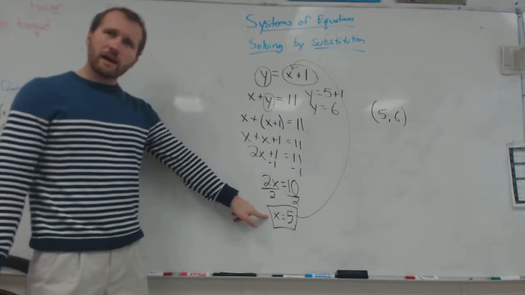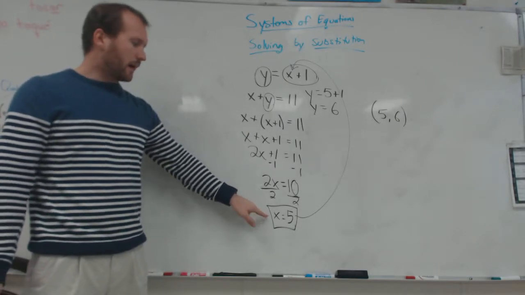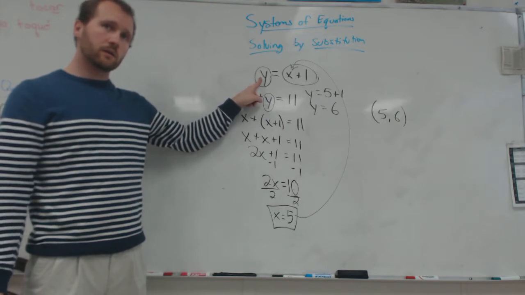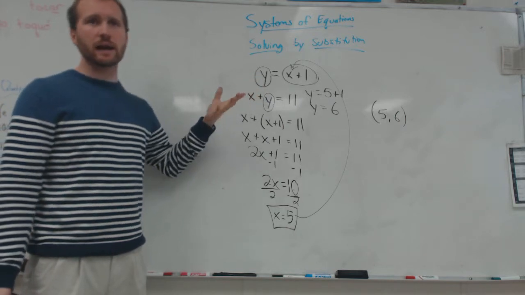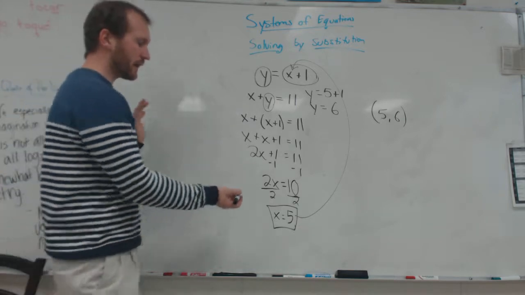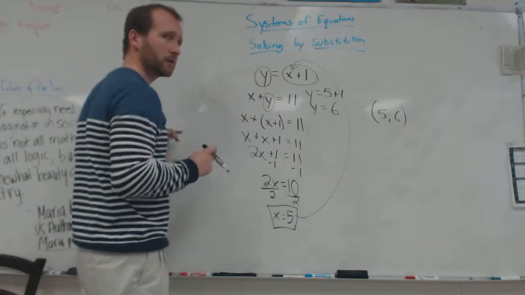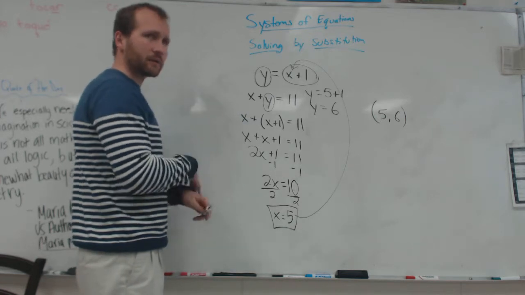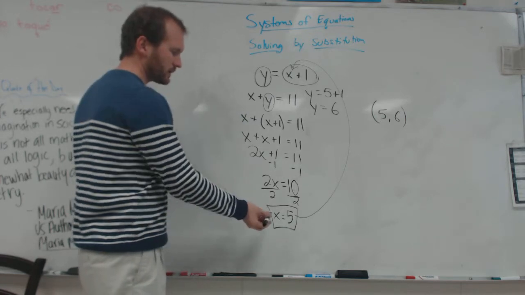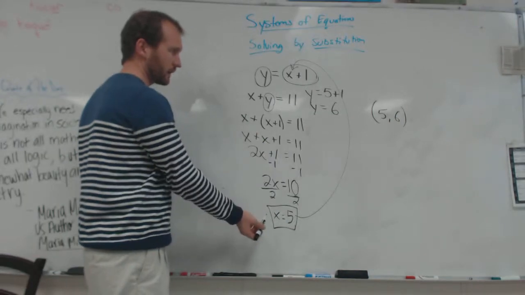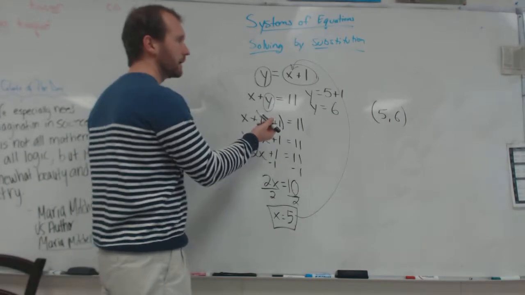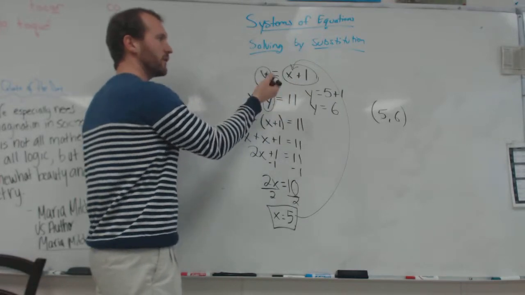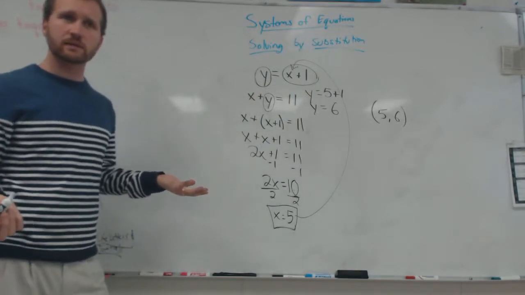So once I find x, this is the harder part. I have to now find y. This is always the case. Well, it won't always be exactly the same, but you will always have to find the second variable. They didn't give it to you, so there's kind of an extra step at the end. Once I found x by solving this, I didn't know y, but I knew that y was x plus 1. So if x is 5, y has to be 6.